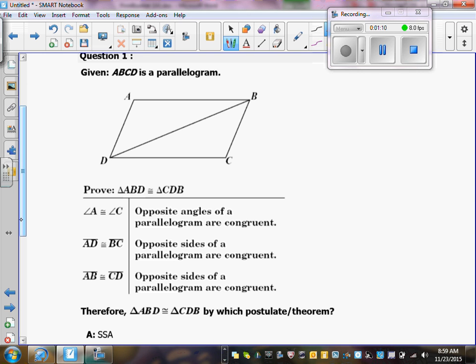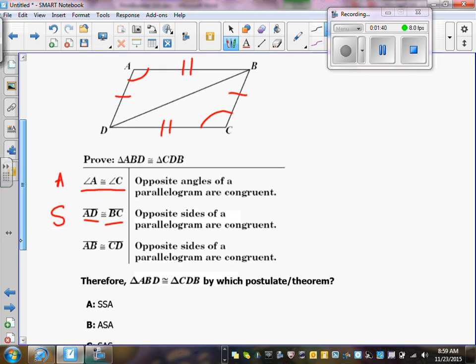The first one is angle A is congruent to angle C. I'll just mark it so that it makes it easier. Then it says AD is congruent to BC. So this is an angle, this is a side. And the third one they gave me is AB, which is this side, is congruent to CD, which is this side. So by just marking what is given, you got the 3 pieces of information you needed.